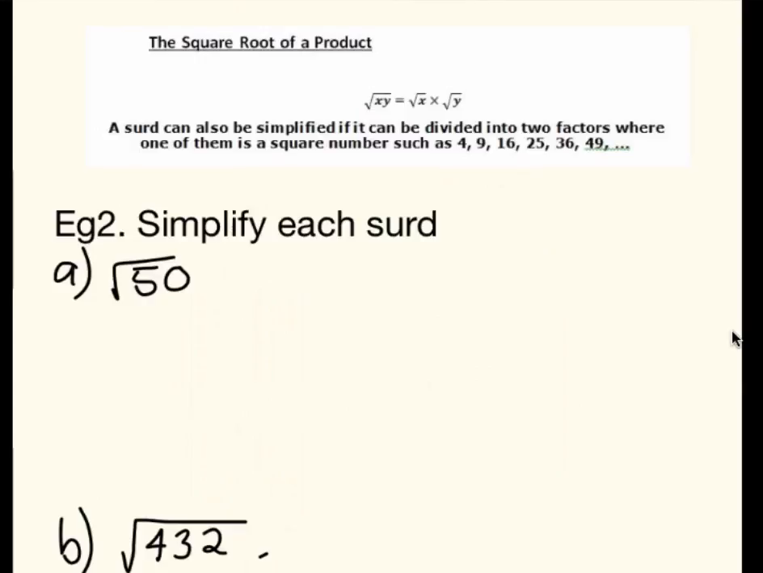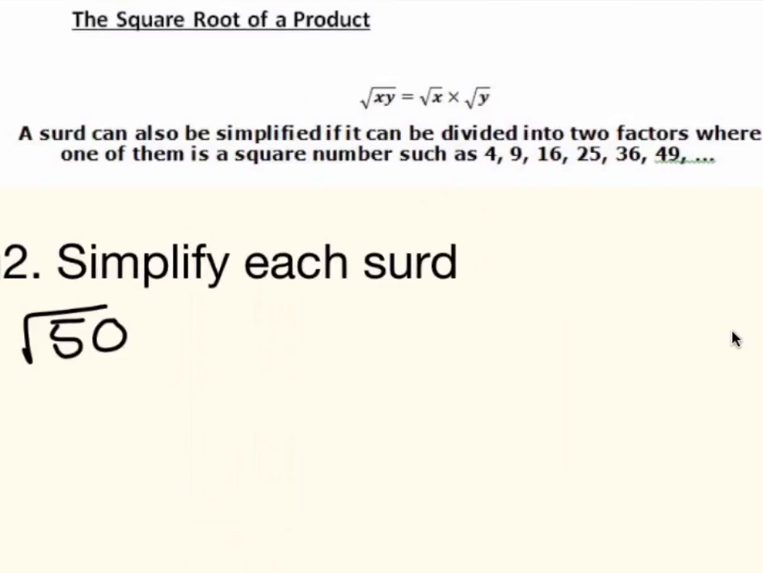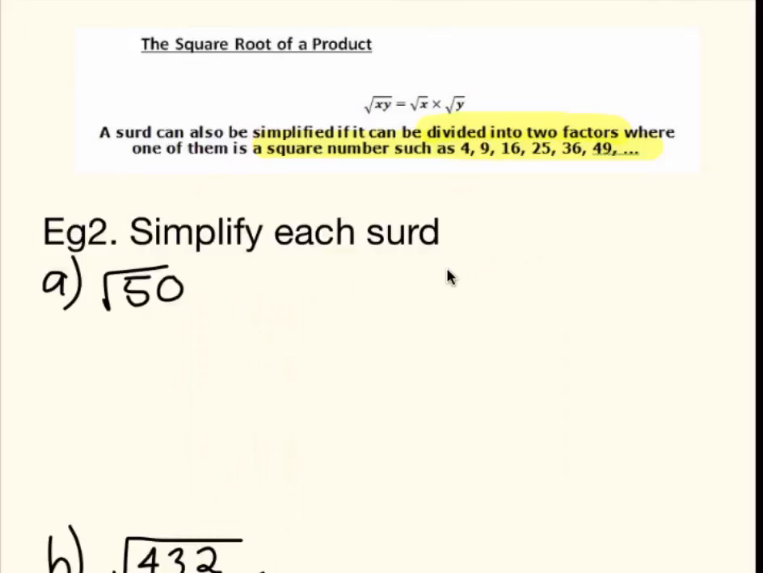Looking at this definition in here, a surd can also be simplified if it can be divided into 2 factors where one of them is a square number, such as 4, 9, 16, 25, 36, 49, so forth. Remember how I said before that those square numbers are going to become really important, and you'll really need to commit those square numbers to memory. You must remember them all the time in this topic. So example 2, simplify each surd.